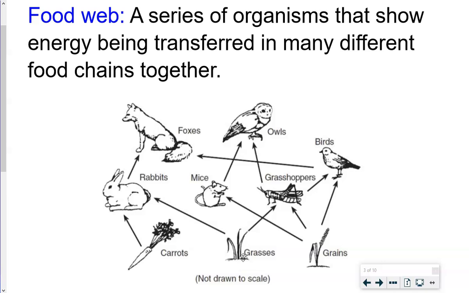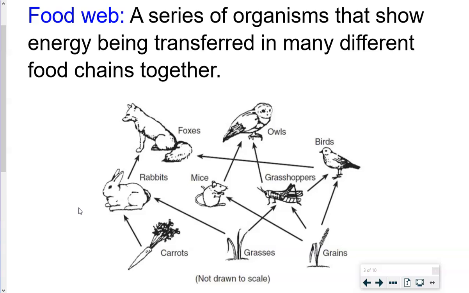We could also say grass, rabbit, fox. We could say grass, grasshopper, owl. So you could count up how many food chains are in there. And this is really what it looks like in a forest. If you're an animal wandering around and you're hungry, you maybe have lots of options. Even in your own house, if you open the refrigerator up, you probably have lots of options, right?